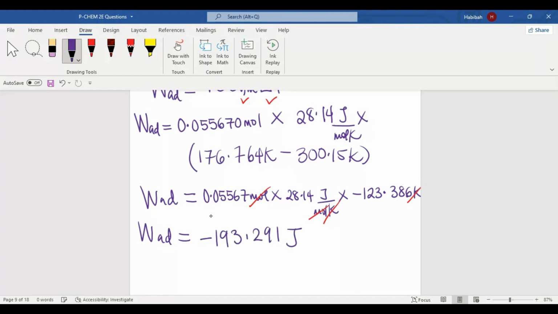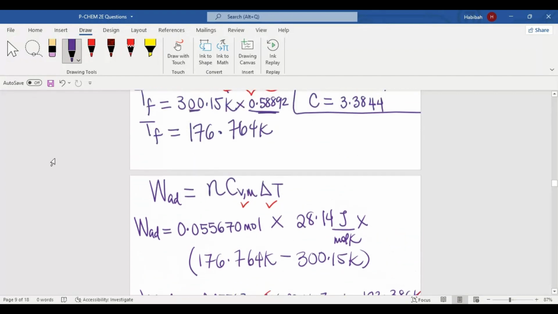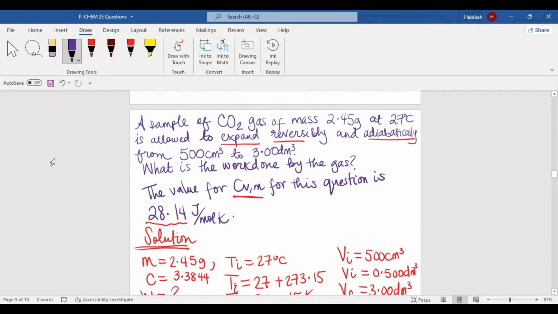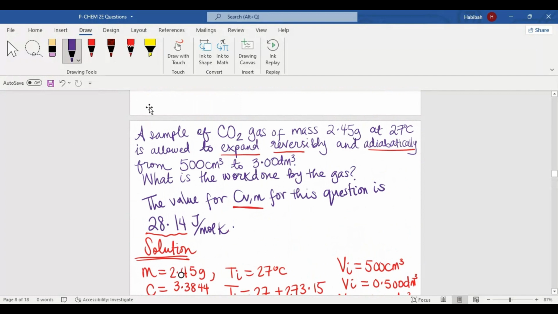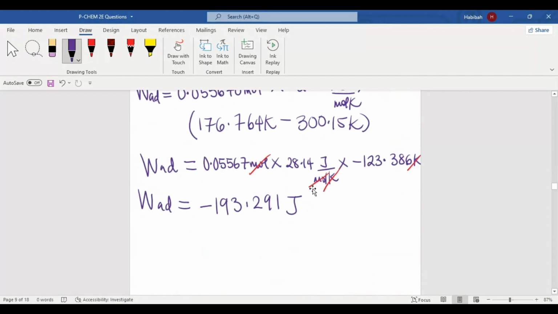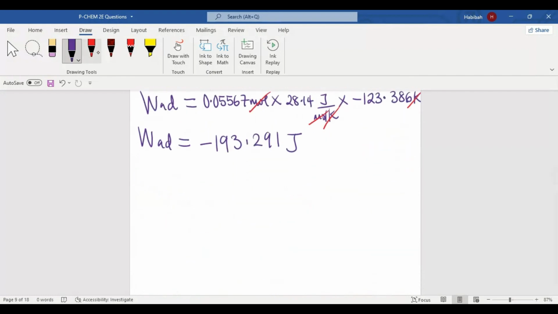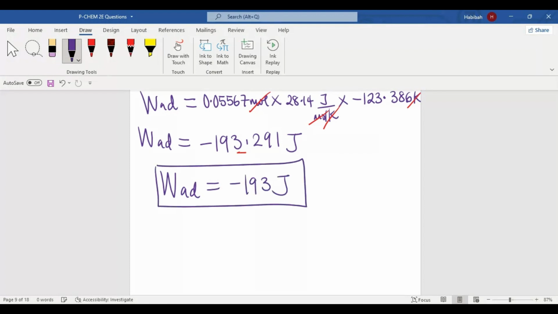negative 193.291 joules. And of course, we have to go back to the fundamentals of what we know chemistry to be. We have to look for the lowest number of significant figures, and we're going to have to put our answer in that. We see 2.45, 500 centimeter cubed, and 3.00 decimeter cubed. All of this information is in 3 sig figs, so that means our answer is going to be in 3 sig figs. So W, the adiabatic work done, is negative 193 joules. So this is the answer to this particular question.